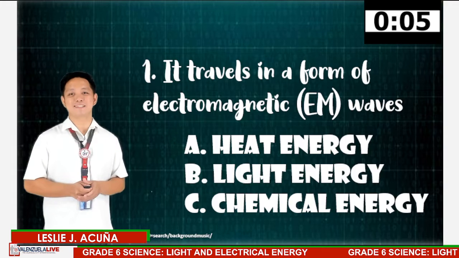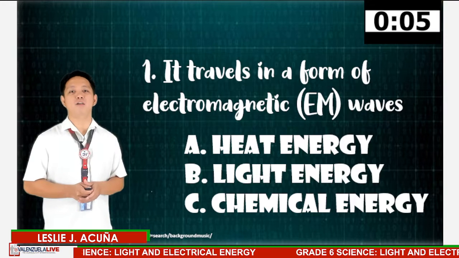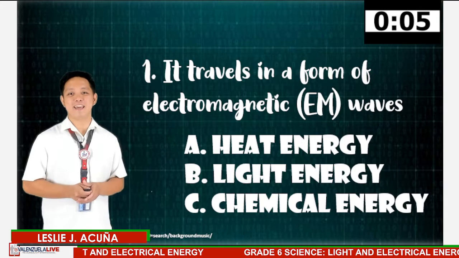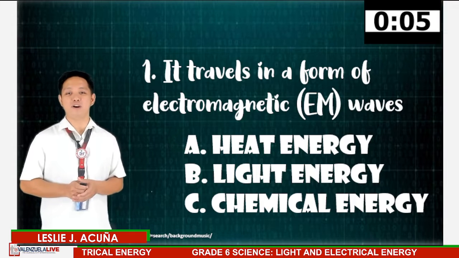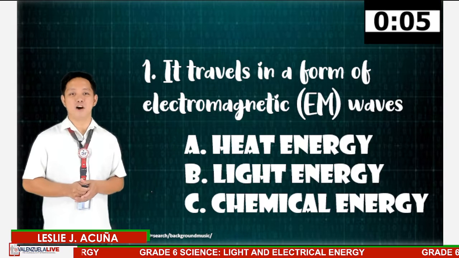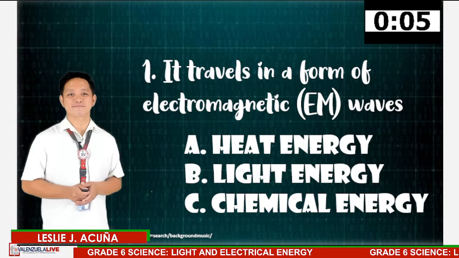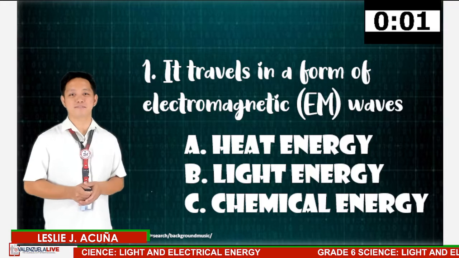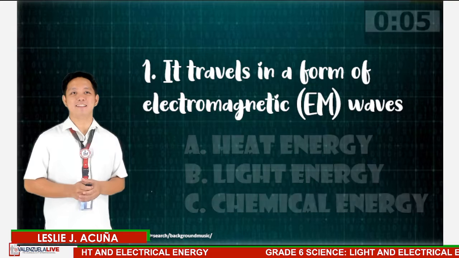Question number one. It travels in a form of electromagnetic waves. Is it A, heat energy, B, light energy, or C, chemical energy? Comment down your answer. 5 seconds. Okay. The correct answer is light energy.